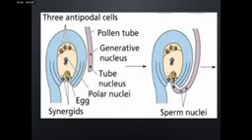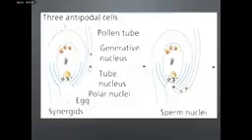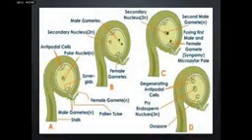Here we can see three antipodal cells. In the first figure, the tube nucleus and the generative nucleus are coming in contact with the micropylar end, and in the second figure this generative nucleus splits as sperm nuclei or male gametes, and the tube nucleus bursts one of the synergids and gives way for the entering of these two male gametes to the embryo sac, so that these two male gametes now reach the embryo sac.